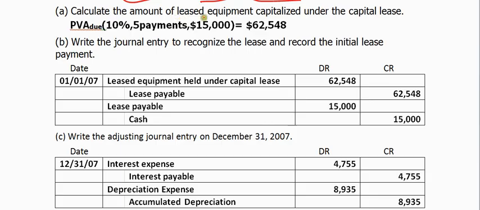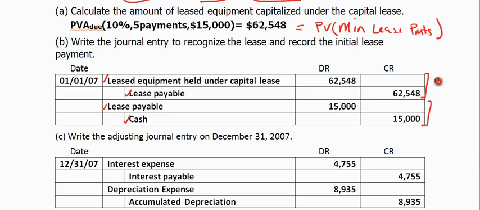Calculate the amount of lease equipment. So this equals, just to remind you, the present value of minimum lease payments. So it's an annuity due, 10%, 5 payments of $15,000 at $62,548. So here's the journal entry: leased equipment, lease payable, $62,548. But on day 1, we reduced the lease payable by a payment in advance of $15,000. Not every single lease that you're going to work with will have payments in advance. This one does.